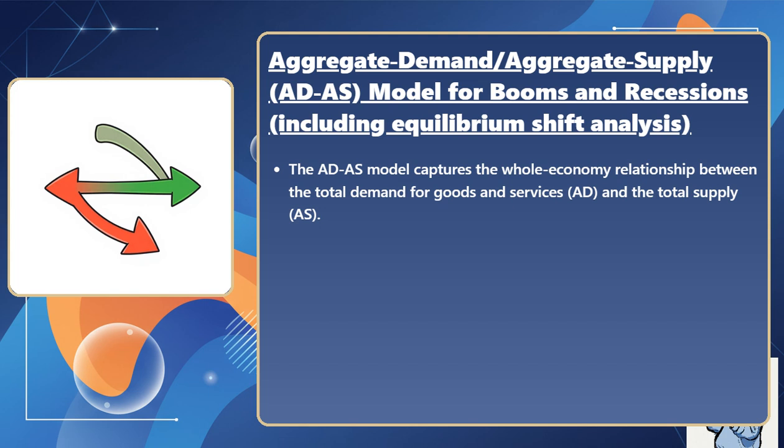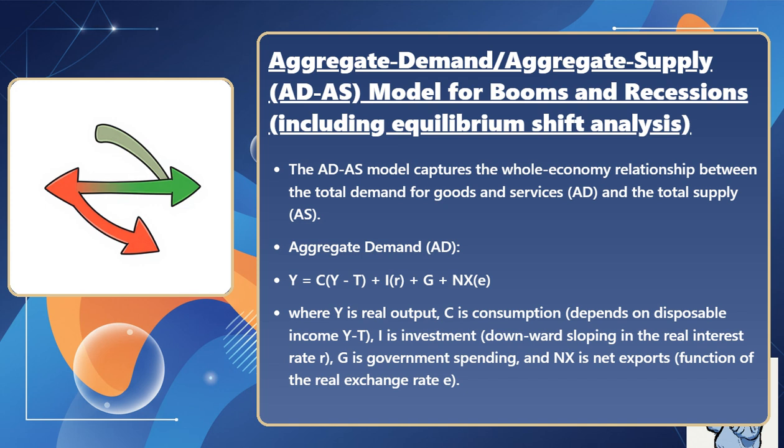The AD-AS model captures the whole economy: the relationship between the total demand for goods and services, AD, and the total supply, AS. Aggregate demand, AD: Y = C(Y − T) + I(r) + G + NX(e), where Y is real output, C is consumption depending on disposable income Y − T, I is investment, downward sloping in the real interest rate r, G is government spending, and NX is net exports, a function of the real exchange rate e.